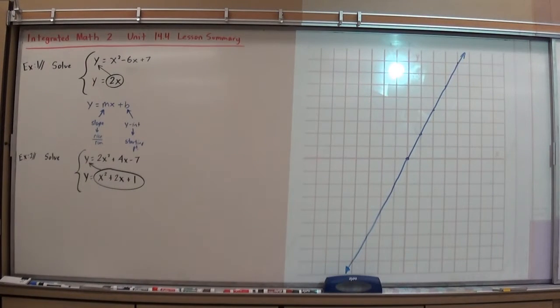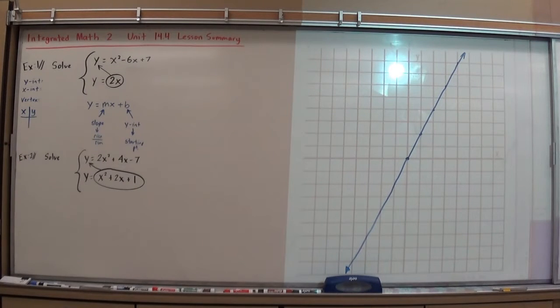I have x squared minus 6x plus 7. Now, graphing quadratics can be a little more complicated. So I'm going to try to get a little more information. I'm going to try to get the y-intercept if possible, the x-intercepts if possible. The vertex would be a good thing to have. And from there, if I need more, I'll get a table of values.